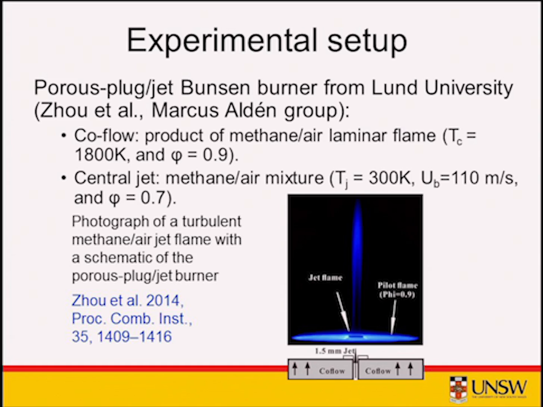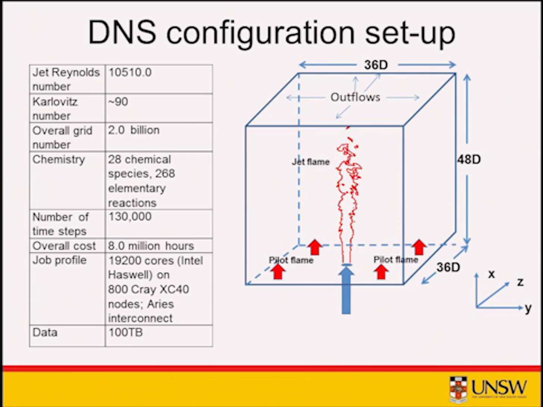I'm sorry, this is methane air. The central jet is methane air with a phi of 0.7. In terms of the DNS, the jet Reynolds number is about 10,000, which is about what we can do in jet flame configurations at the moment. The Karlovitz number is about 90, so we should expect significant disruption of the flame. The overall grid number is about 2 billion.